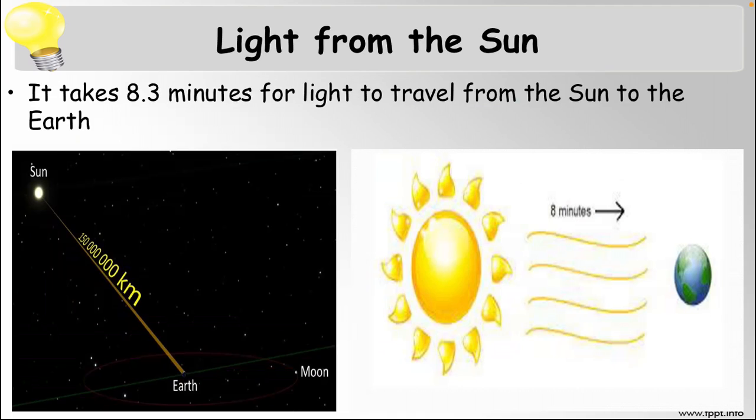Light from the sun takes 8.3 minutes to travel from the sun to the earth. Have you imagined how far the sun is from the earth? It is 150 million kilometers. But light travels it in 8.3 minutes. Light moves at the fastest known speed in the universe. The fastest speed in the universe is the speed of light. Nothing moves faster than the speed of light.